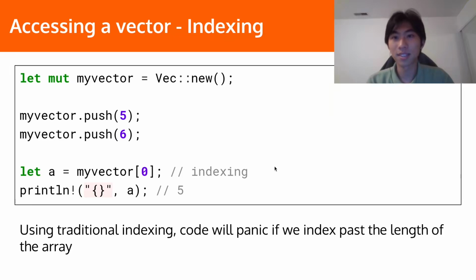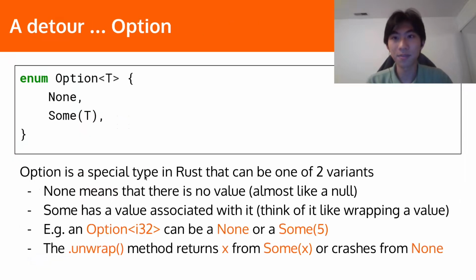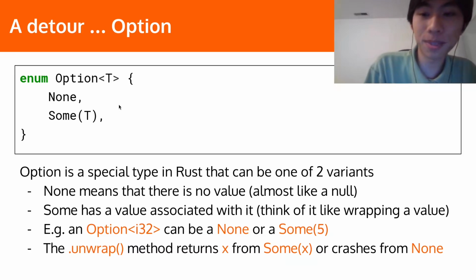In order to access individual elements, we can use indexing like arrays. In this case, vectors are also 0 indexed, so once we add 5 and 6 to the vector, when we get the 0th element, it should be 5. However, one thing to be careful of is that if we pass in an index that is out of bounds, the code will panic and we will crash. So in order to get around this, we'll have to talk about the option enum.